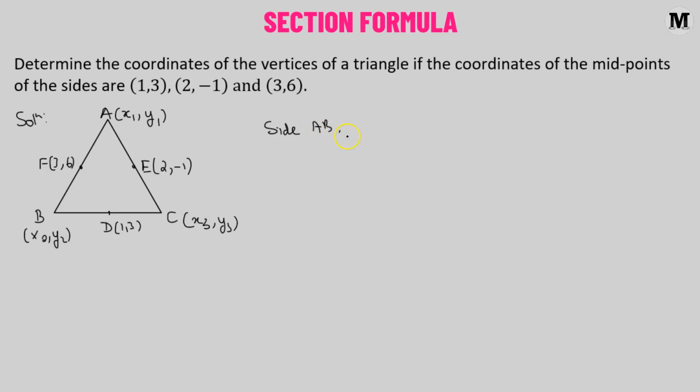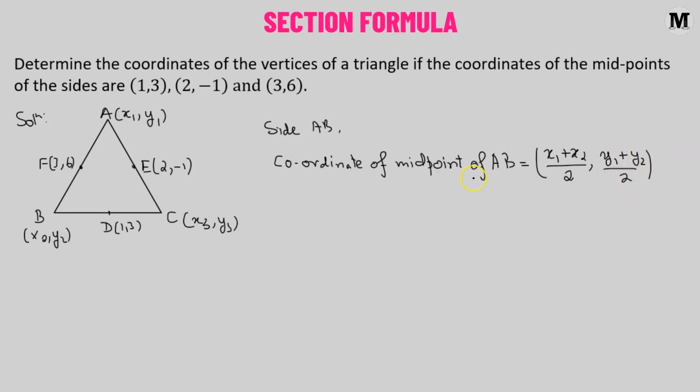Now for the side AB, let's find out the coordinate of the midpoint. So what we'll do, we'll have to take the sum of the endpoints. That's x1 plus x2, since we're finding the x coordinate, divided by 2, and then we sum up the y coordinates of the endpoints and divide by 2. However, it's given here that the midpoint of AB, which is denoted by F, has the value 3, 6. We have 3, 6 equals (x1 plus x2) divided by 2, (y1 plus y2) divided by 2.